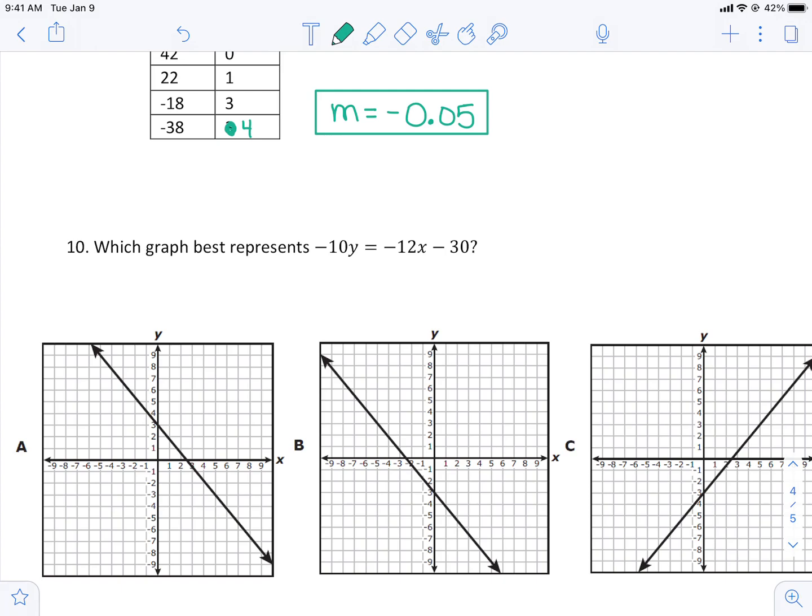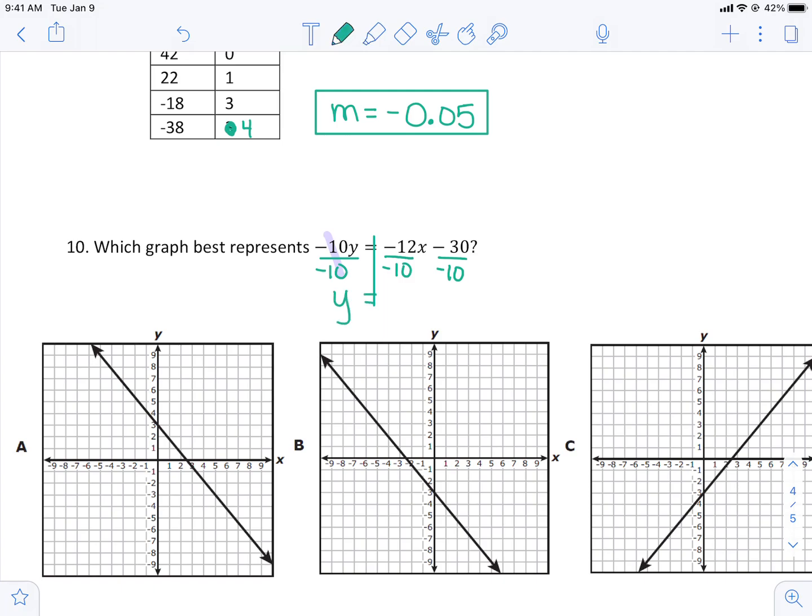Which graph best represents negative 10y equals negative 12x minus 30? Well, first thing we need to do is get y by itself so we can graph it in the calculator. So I have negative 10 times y. Well, opposite of multiplication is division. So I'm going to divide everything by negative 10. So negative 10y divided by negative 10 is just that 1y.